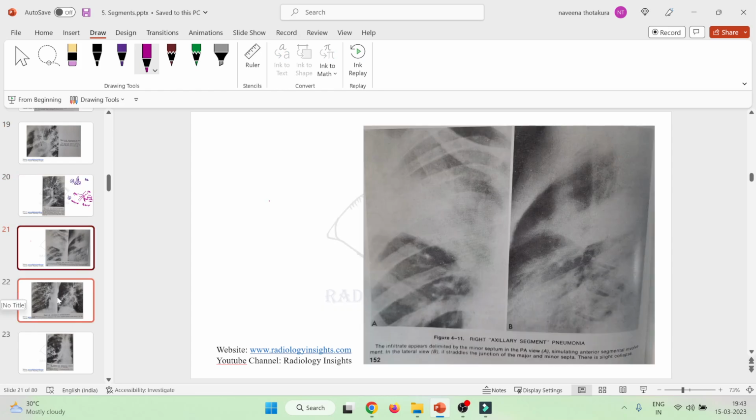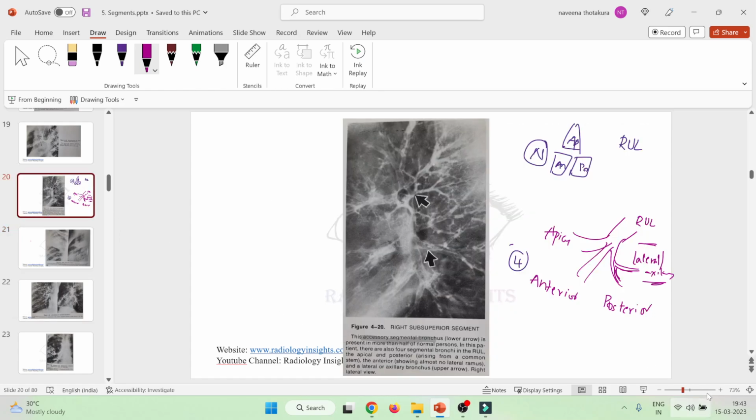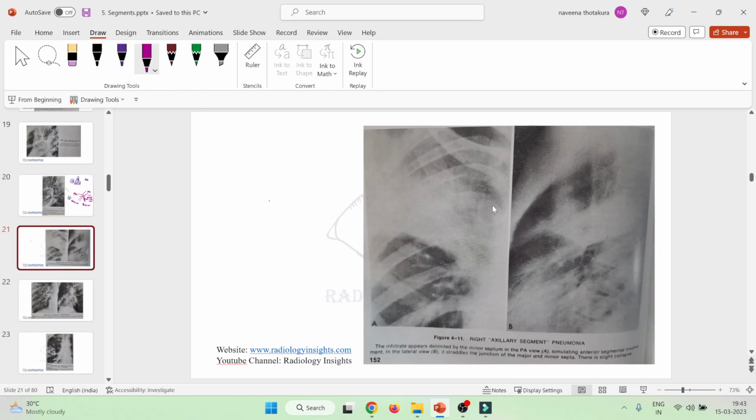Then we have right axillary segment pneumonia. That means this bronchus, which is arising from the posterior bronchus, is supplying the lateral or axillary area. If it undergoes pneumonia, you will see this right axillary segment pneumonia, and in the lateral view it is actually simulating the anterior segmental involvement. So you should remember this also.